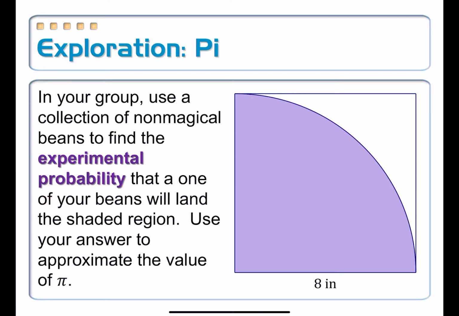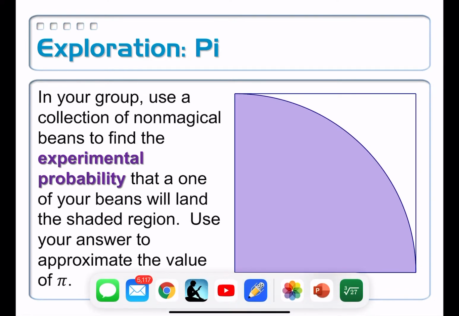We're going to do a little experiment here. And we want to use a collection of non-magical beans. If you have magical beans instead, you can use those, I guess, but they might jump around on you. And I do recommend lentil beans if you have those hidden in your pantry. And we're going to find the experimental probability that one of your beans is going to land inside the shaded region. And we're going to use that to approximate the value of pi, as we'll see here in a minute.